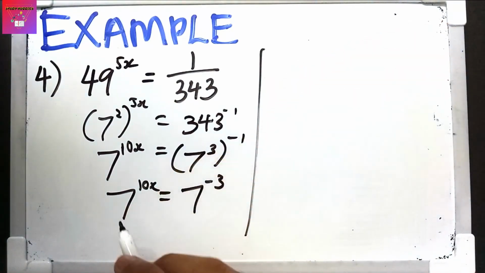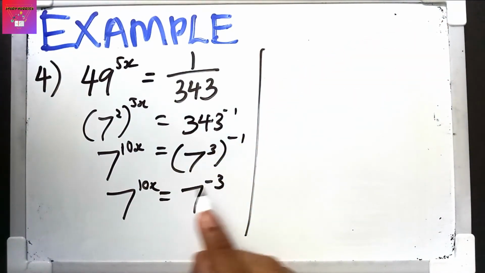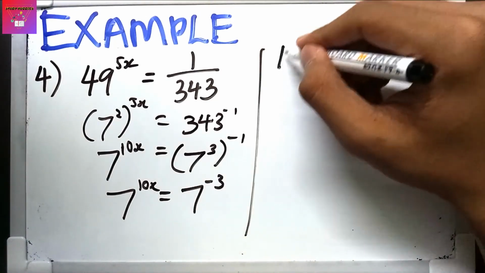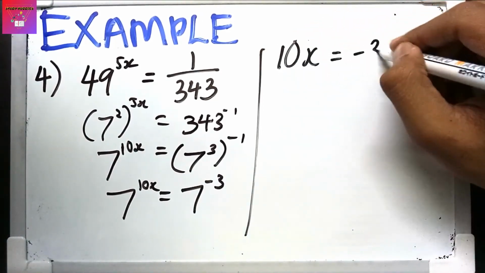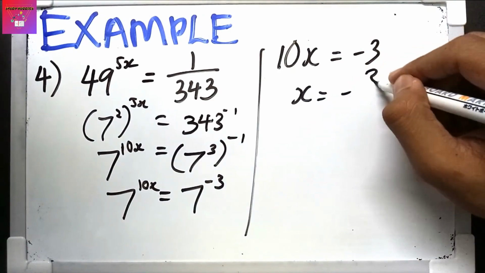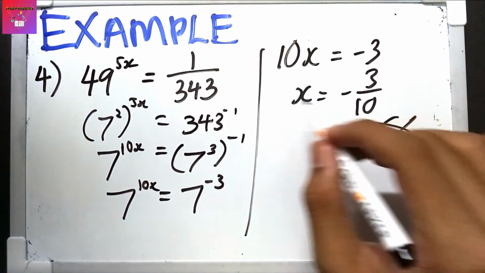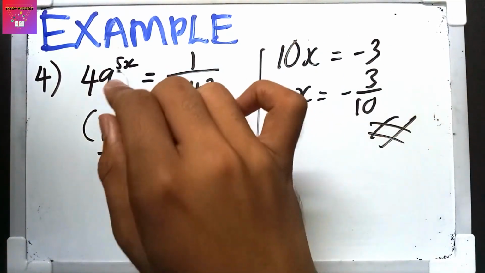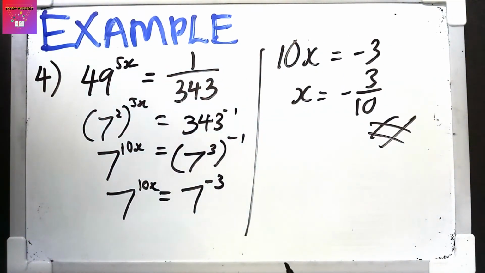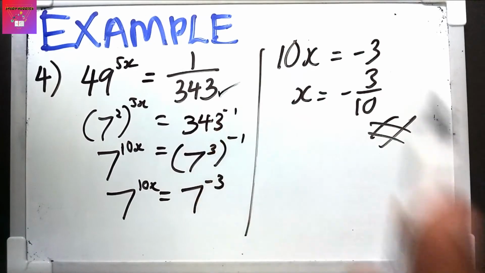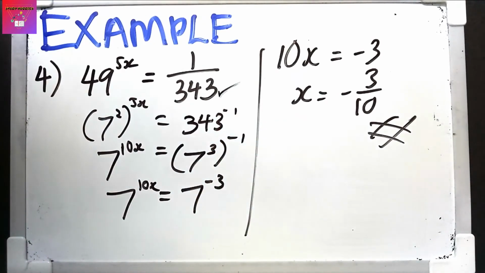As I said before, once you get something like this, you can just ignore the bases and focus only on the index. So 10x equals negative 3, x is going to be negative 3 over 10. To double check your answer, you can just substitute the value of x, which is negative 3 over 10, into this, and you will get the same answer, which is 1 over 343.